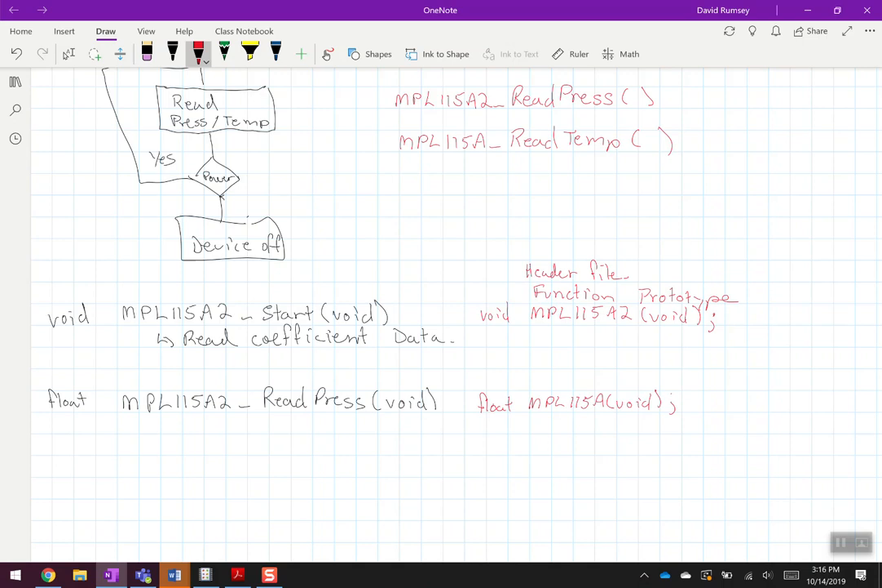And in the same way, I'm not going to bother writing it down here in black and doing the discussion. It should be really obvious for reading the temperature, and I forgot to write the whole thing out here. This is read press void. And then for the read temperature, it's going to basically be the exact same thing, except in this case, of course, I'm reading temperature as opposed to pressure.